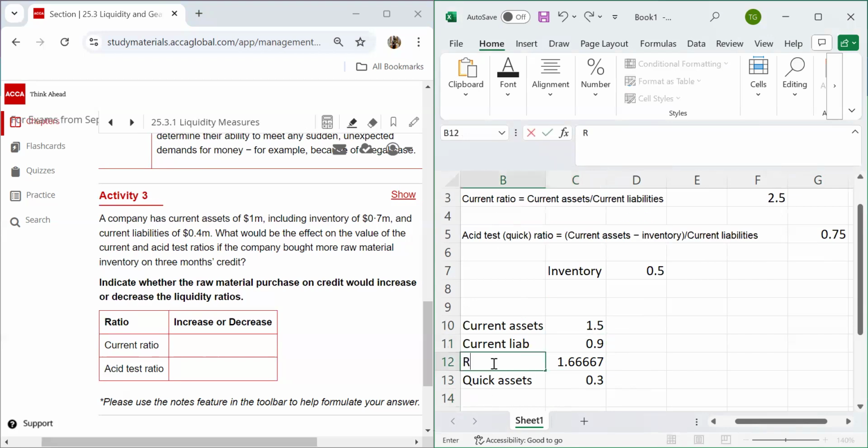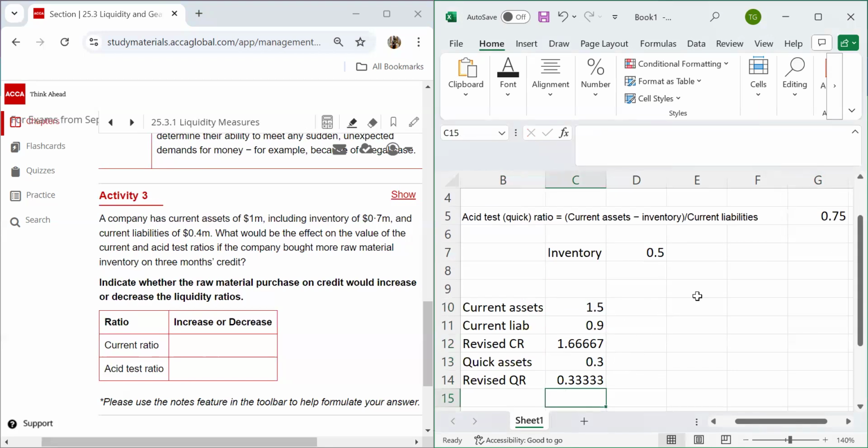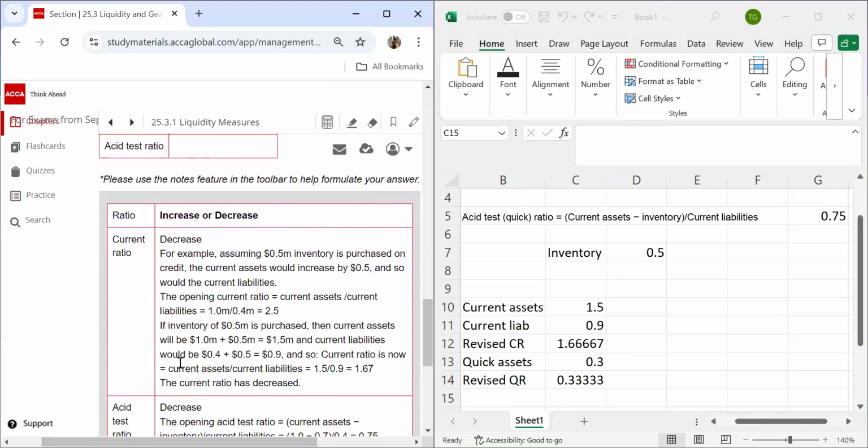So, you can say this was the revised current ratio. Now, we find out the revised quick ratio. The revised quick ratio is going to be quick assets divided by the current liabilities, and you can see from 0.75, it has decreased to 0.33. So under both ratios, the purchase of raw materials on credit, the purchase of inventory on credit, is going to decrease these ratios for you.